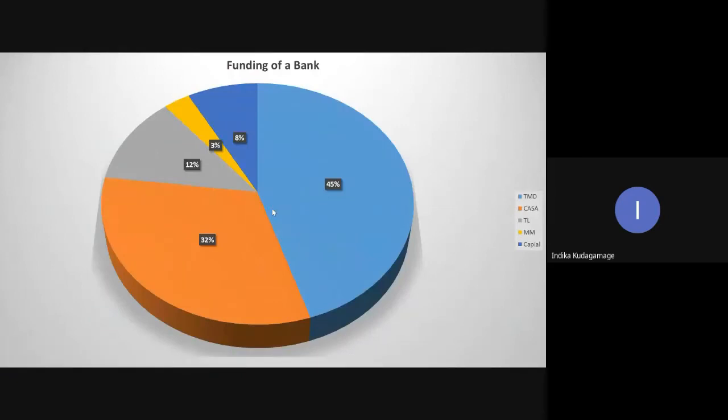Okay. You can remember this graph, which I showed you last week. How a bank is being financed. Right? How a bank is being financed. You have light blue term deposits, FDs. Then you have CASA. Then you have term loans, borrowing from other banks and institutions by the bank. Then you have money market. Then you have capital, owners' funds. Right? This is how we finance a bank.